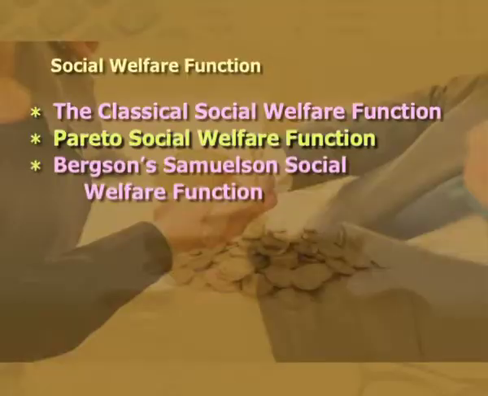But the concept of classical welfare function is criticized by modern economists because, as per them, utility is an ordinal concept and cannot be measured cardinally, while the ethical assumption of giving same weightage to all was also not accepted. Next is Pareto social welfare function.